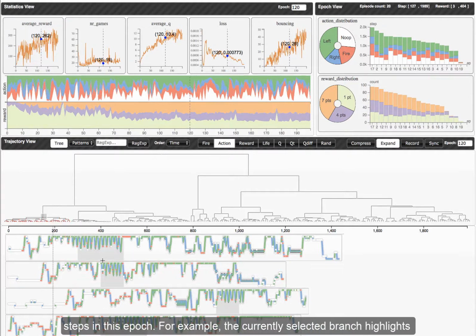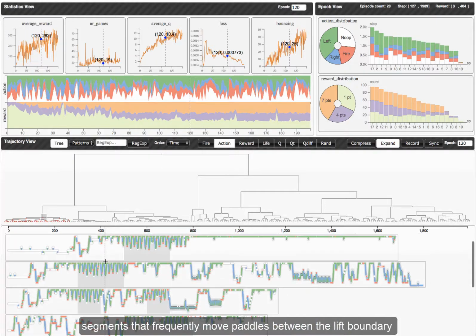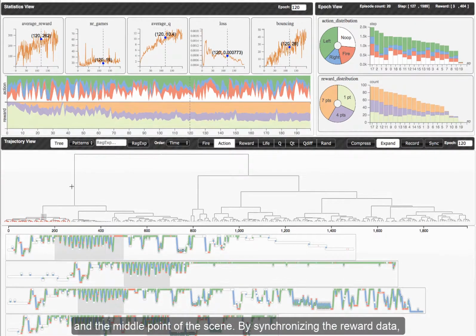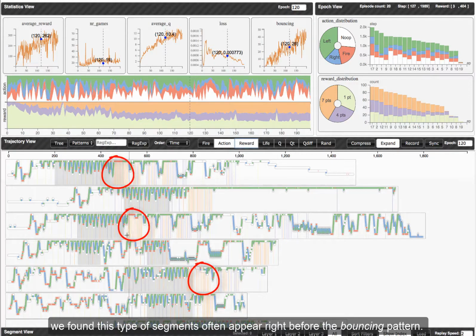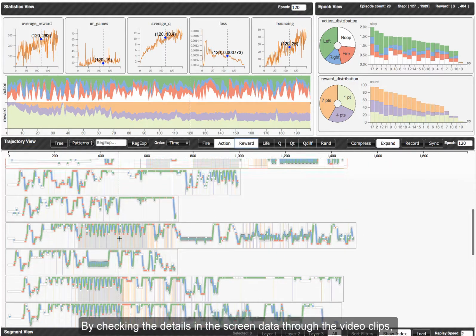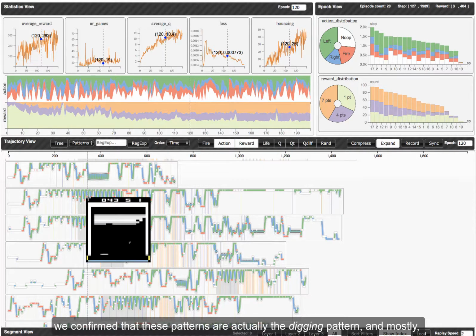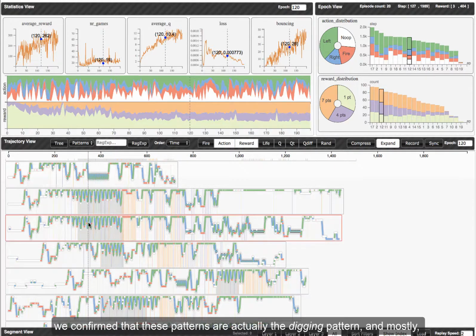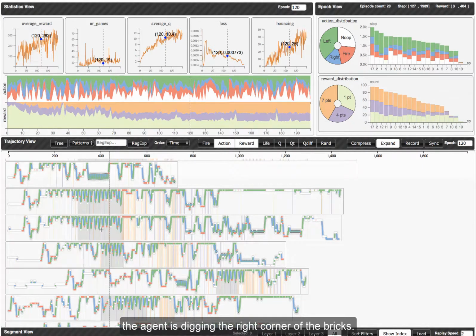For example, the currently selected branch highlights segments that frequently move paddles between the left boundary and the middle point of the scene. By synchronizing the reward data, we found this type of segment often appear right before the bouncing pattern. By checking the details in the screen data through the video clips, we confirmed that these patterns are actually the digging pattern, and mostly the agent is digging the right corner of the bricks.